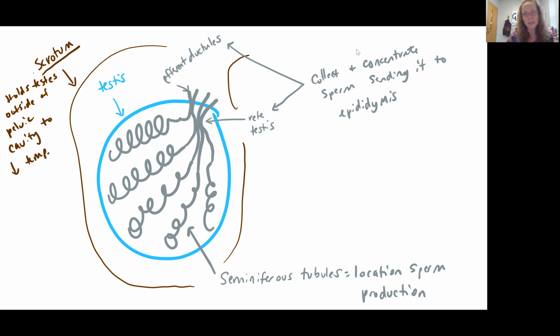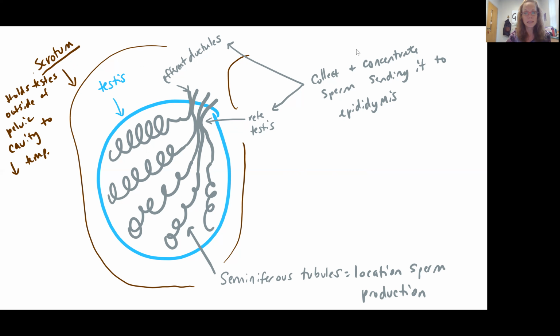The job of the rete testis and the efferent ductules is to collect and concentrate the sperm and send it on, as I've mentioned, to the structure called the epididymis. Now the testes, there's two of these located together in the scrotum. The scrotum is the sac that's holding the testes outside of the body cavity in order to get a reduction in body temperature. The sperm require a temperature that's about 2 degrees cooler than normal body temperature, and so the scrotal sac is going to hang outside of the pelvic cavity, providing this cooler environment.